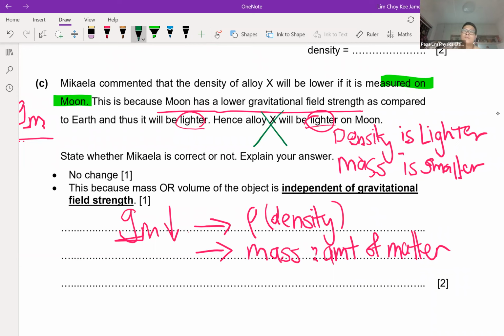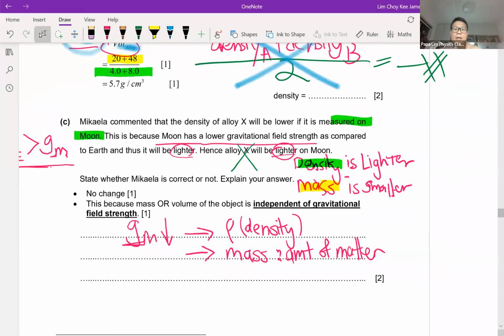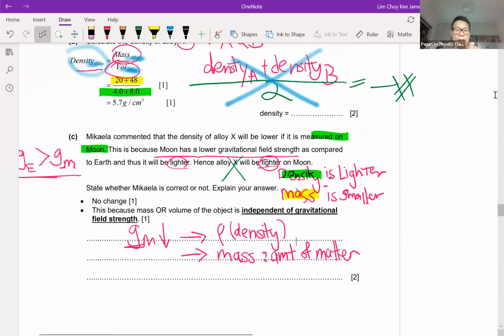For students, you can craft any answer, depending on which one you want to explain, whether lighter with respect to density or lighter with respect to mass. Both are accepted. As long as your concept is good and firm, I don't see why you shouldn't be getting the marks.